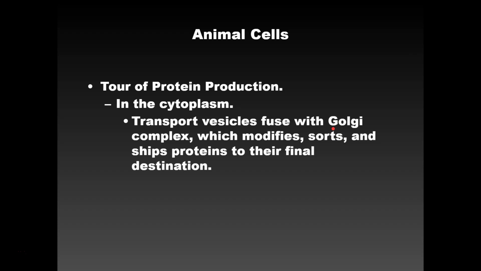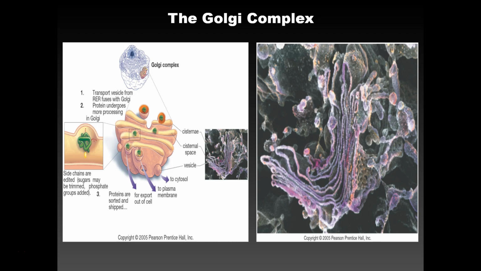So that vesicle is going to then move through the cell and fuse with this thing called the Golgi complex, which modifies, sorts, and ships these proteins to their final destination. So here's a picture of the Golgi complex. Here it is here. So that transport vesicle that budded off from the endoplasmic reticulum with this protein inside of it comes in and fuses with the Golgi complex. So you can see this protein was never out inside of the cell or inside of the cytoplasm. It was never free in there. It was always in this vesicle.